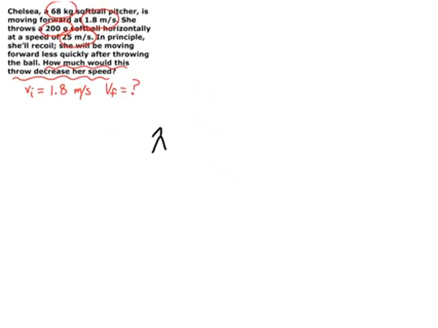Okay, here's our initial situation. We've got Chelsea, and Chelsea is holding the softball, and the pair of them is moving forward at a speed of 1.8 meters per second. So there is some initial momentum of the system. And we want to write down what is the initial momentum. Before she throws the ball, as she's holding on to it, what is the initial momentum? How are we going to write that? We'll give you some choices.